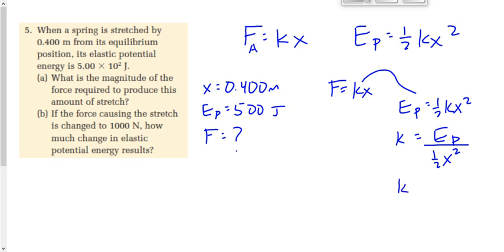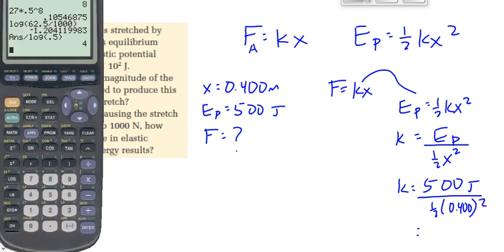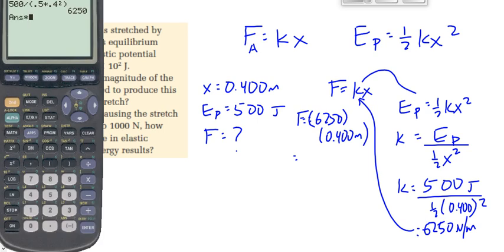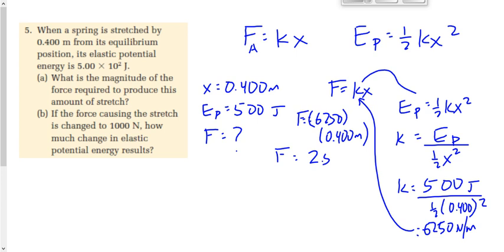So k is equal to Ep, which is 500 joules, divided by 1/2 of 0.400 squared. Now let's do that on a calculator to get a number. 500 divided by, use some brackets on the bottom, 0.5 times 0.4 squared. It's 6250. That's going to be newtons per meter, which now, of course, we're going to take and sub back into here. F is equal to 6250 times my displacement of 0.400. Gives me a value for the force of 2,500. So 2.50 times 10 to the 3 newtons. Does that make sense?